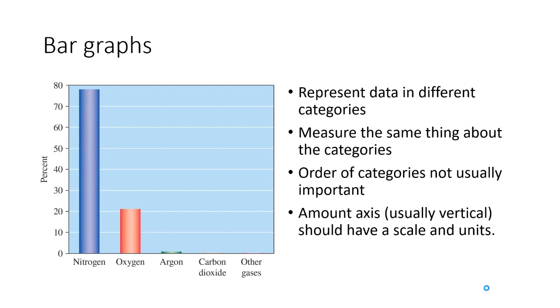Okay, don't forget to put a scale on the vertical axis here. So sometimes people have this bar graph where you can tell the differences, and nitrogen's a lot more than oxygen, but if you don't have a scale, you don't know how much it is. So we might look at this and say, oh, that's almost 100%, but it's not really 100% because our scale only goes up to 80%. So make sure you have a scale on there.